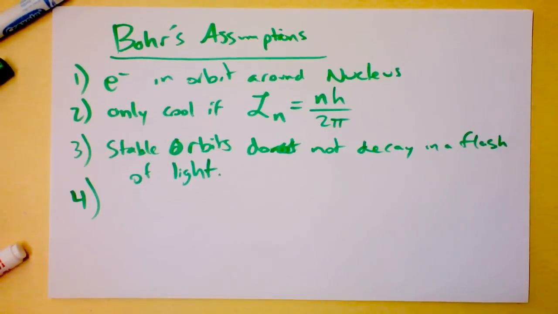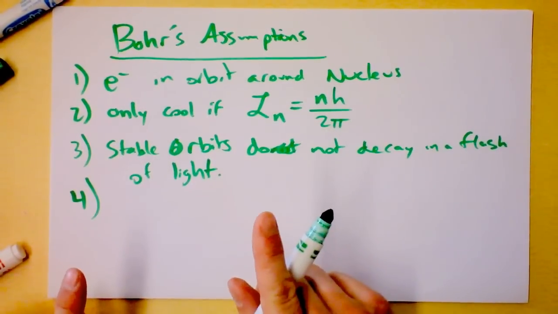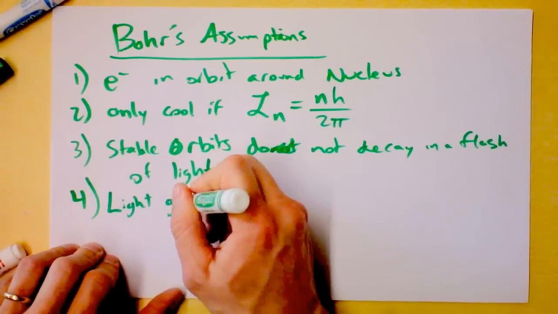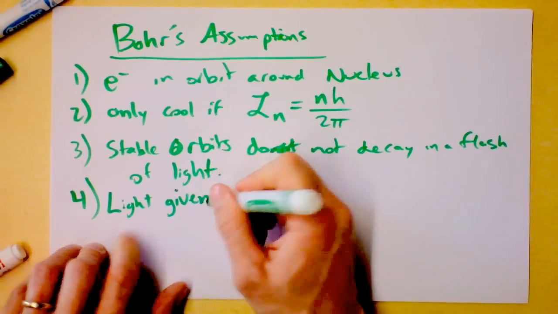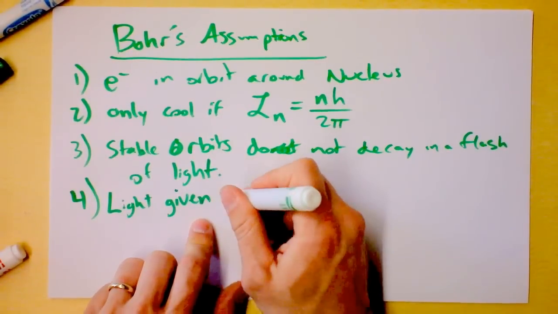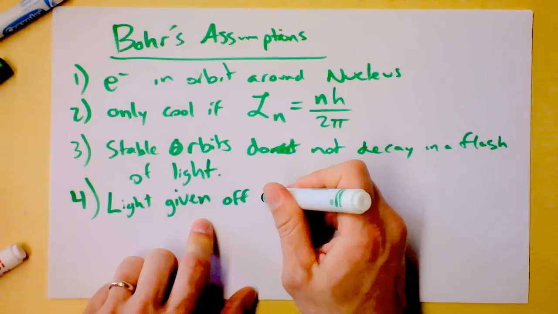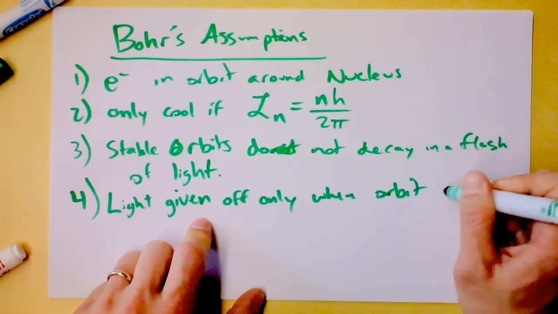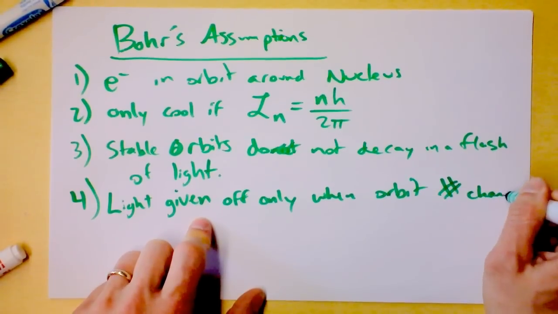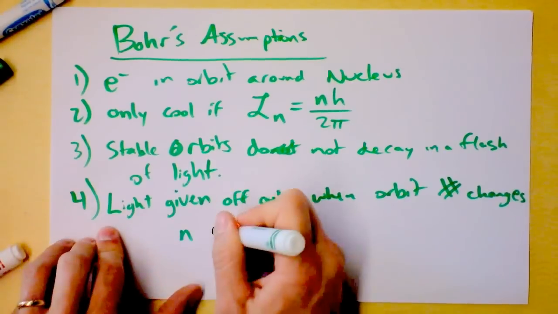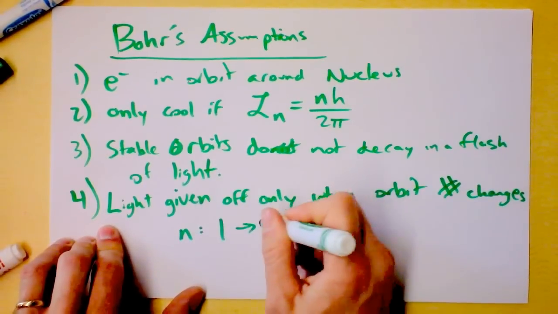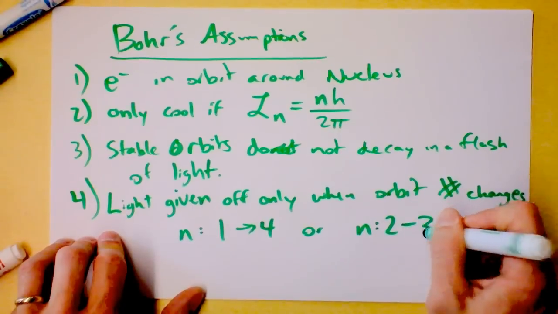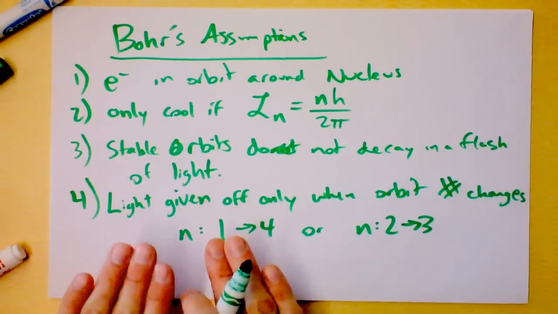Beautiful. And his final statement is a good one though. He's saying light is only given off, this is brilliant, and I will give it to Bohr on this one. This is a very, very good statement. Light given off only when orbit number changes. That means n goes from 1 to 4, or n goes from 2 to 3, or something. So that's when light is given off.